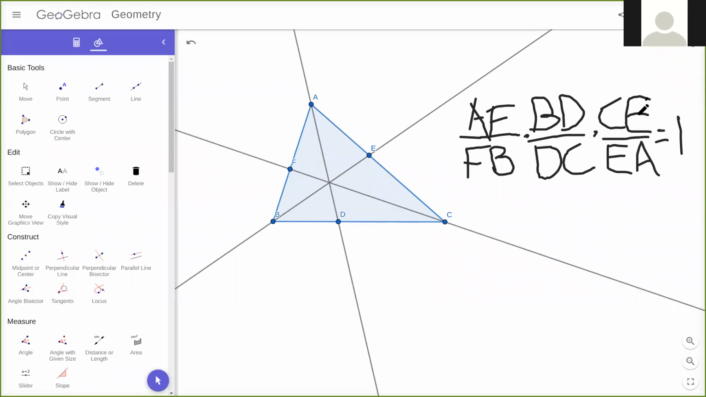So when this property holds, these lines meet at the same point. And when these lines meet at the same point, this property holds. So Ceva's theorem is an if and only if statement. It makes these two things equivalent. It makes this property equivalent, and it makes the property that these three lines meet equivalent. So how do we go about proving this? Any ideas?